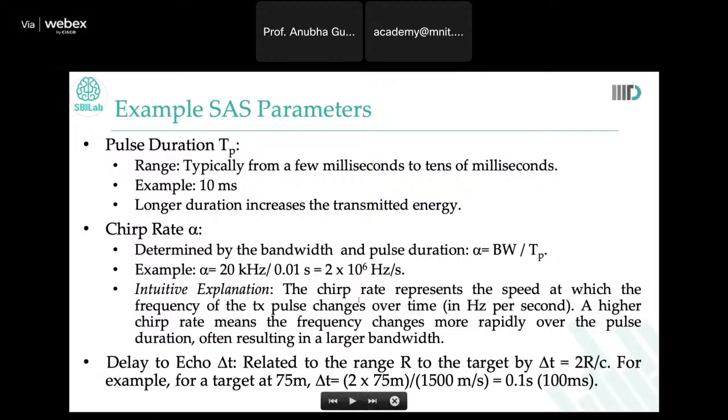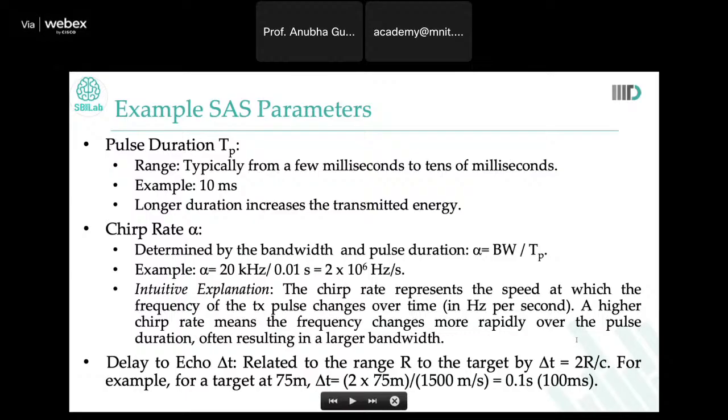Intuitive explanation: the chirp rate represents the speed at which the frequency of the transmitted pulse changes over time, in hertz per second. A higher chirp rate means the frequency changes more rapidly over the pulse duration, often resulting in larger bandwidth. The delay to echo, delta T, is related to the range R to the target. And how is it related? If the target is located at a distance R, then delta T is equal to 2R by C.